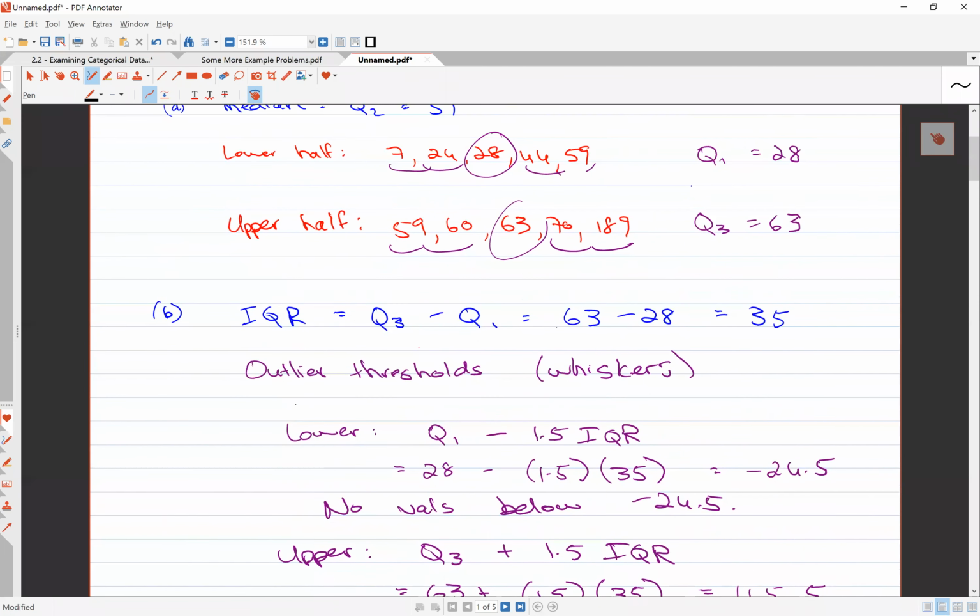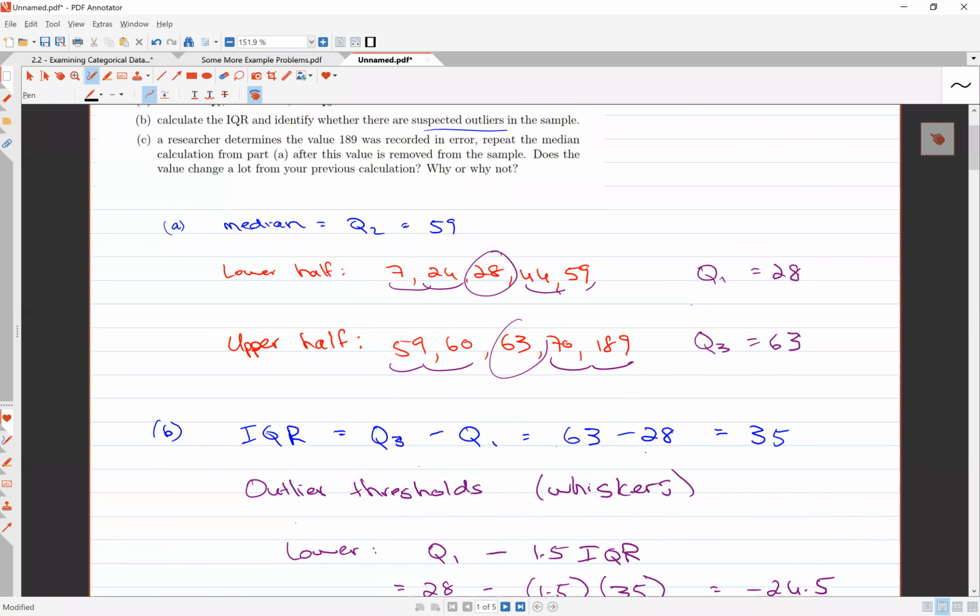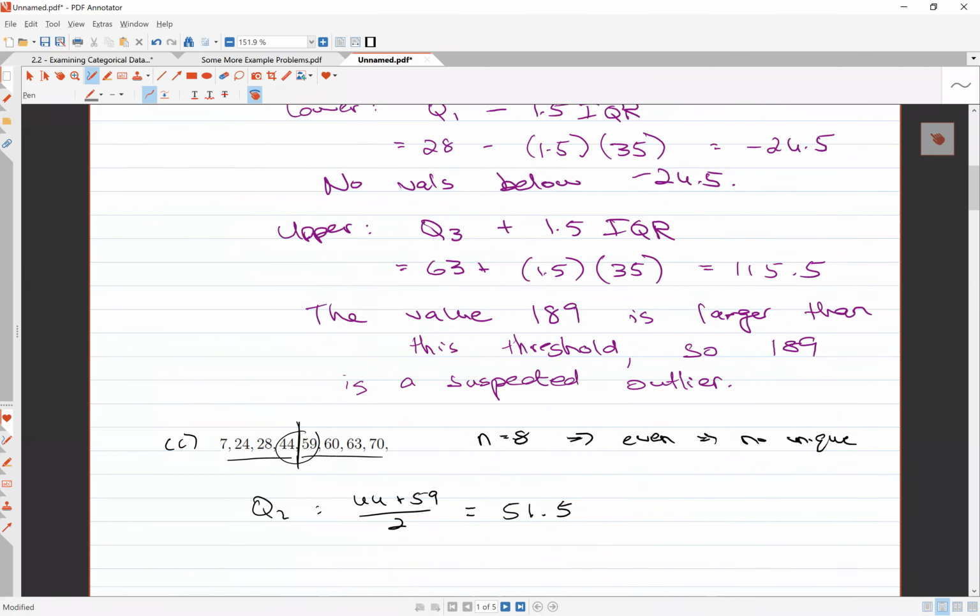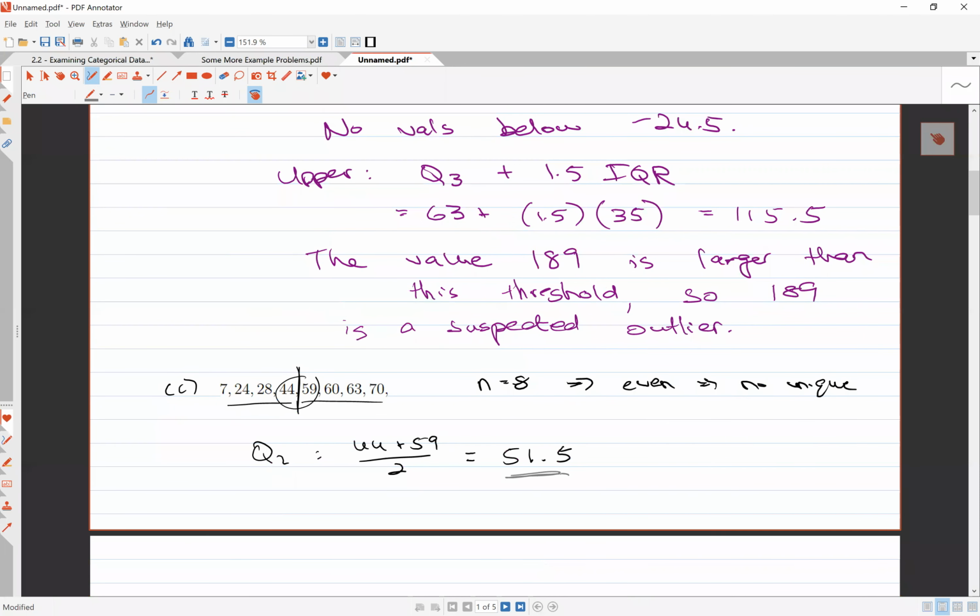Now, our median before was 59. The median now is 51.5. So the median did change. What was not part of this question was doing the same thing for the mean. If you were calculating the mean as well, the mean would have a much bigger change. So I'm going to cheat a little bit and tell you it changes, but not as much as the mean.